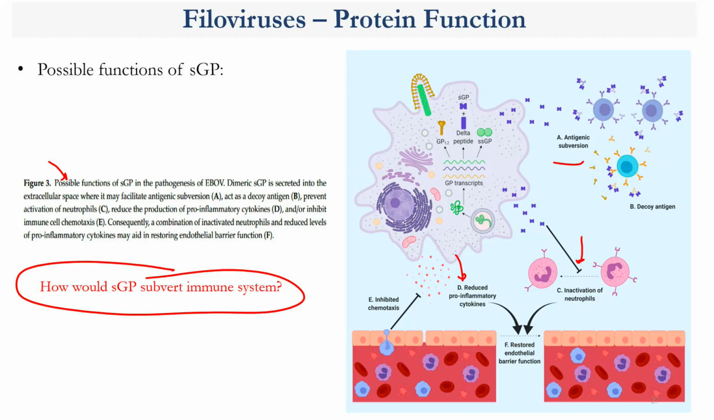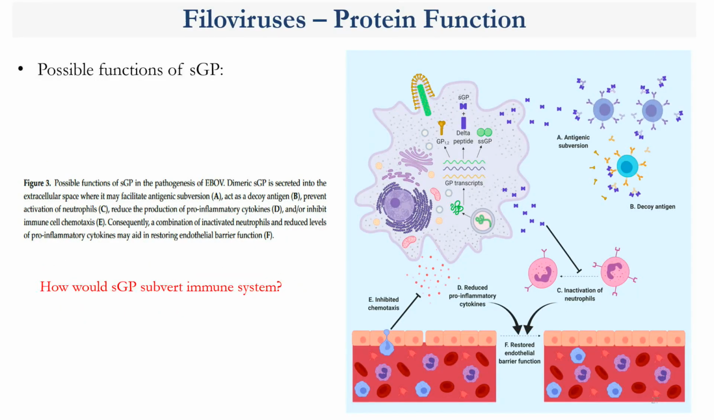Now, normally, you can restore the function of your endothelial barrier, etc. But as you do that, the virus is really happy to replicate inside these cells, okay? But keep in mind that your SGP can act as a decoy antigen and recruit the cells to itself rather than the rest of the virus, because this is going to be cut and secreted outside of the cell, okay? Everyone clear? Yes? Why is everyone so quiet? What's going on?